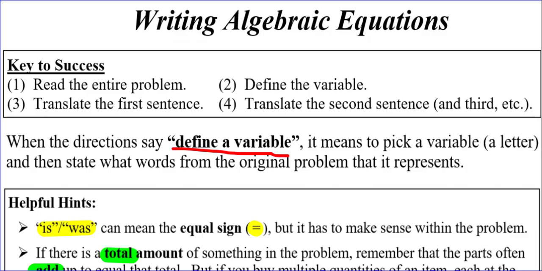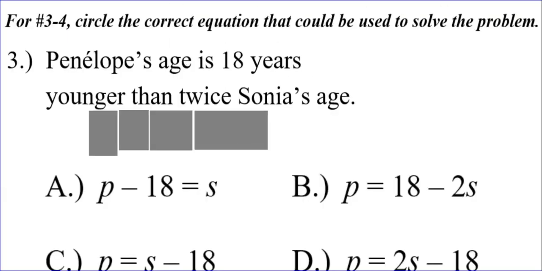now that we have read the entire problem, the next thing we're going to do is define the variable. Remember, that means we're going to pick a variable, any letter of our choice, and then we're going to state what words from the original problem the letter that we picked actually represents. Now, there is a secret to this.